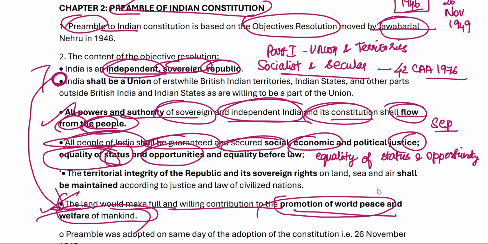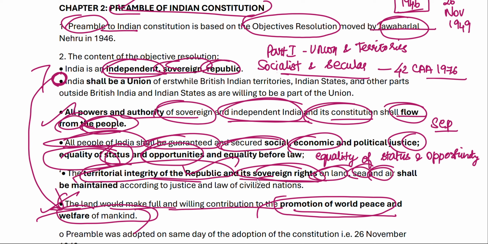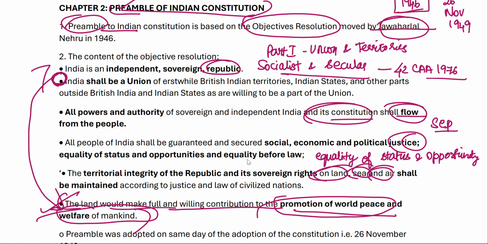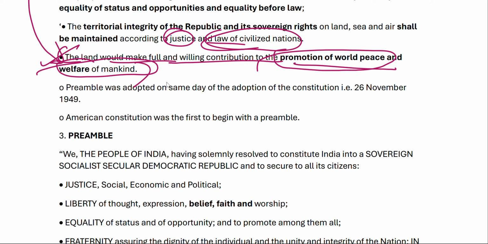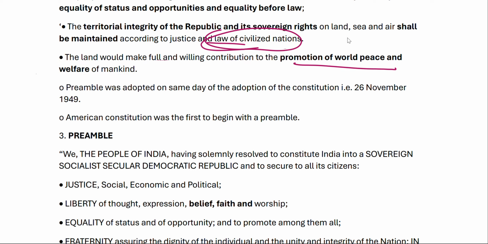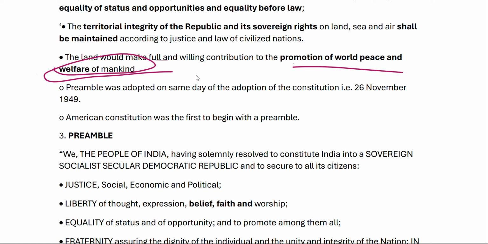Now, the territorial integrity of the Republic. The word integrity is also mentioned over here, and its sovereign rights on the land, sea and air. So sovereignty is also mentioned, right? Rights over the land, air and sea shall be maintained according to justice and the law of civilized nations. The land would make full and willing contribution to the promotion of world peace and welfare of mankind.